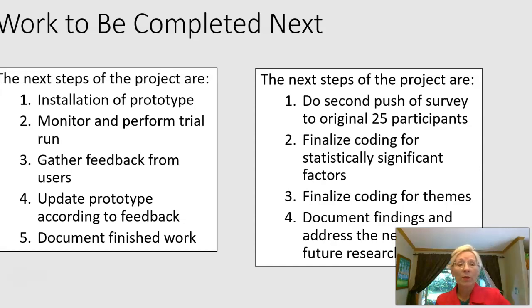So here's some examples. Number one, installation of a prototype. Maybe you have to figure that out because it's taking longer. Maybe it's the next thing that happens. Number two, we need to monitor and perform a trial run. Maybe that's a survey. Maybe that's a primary thing that you're creating. Maybe number three, you need to gather feedback from users. Did it work? How did it not work? What do I need to do better?